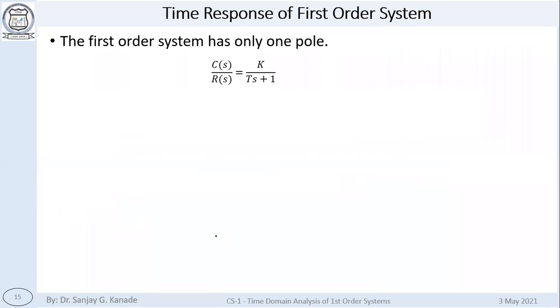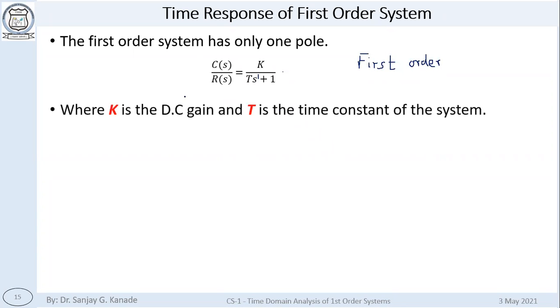Now let's take the standard equation of a first order system: K upon Ts plus 1. Here you can see the power of s is 1, meaning the order of the system is 1. Everyone is clear about this? This is a first order system because there is a single pole in the system, or the order of the denominator polynomial is 1.